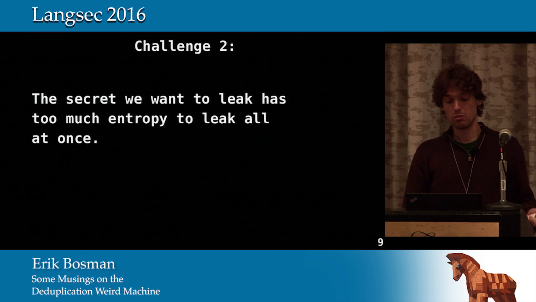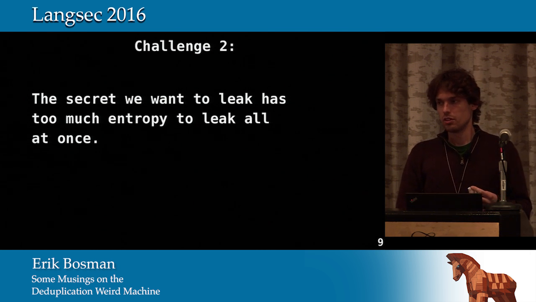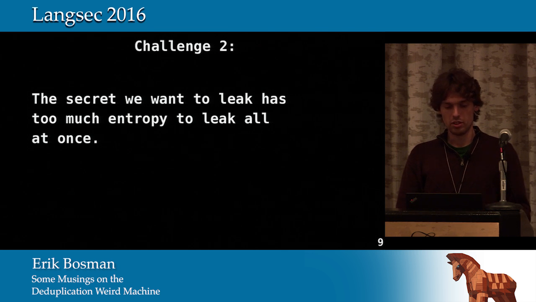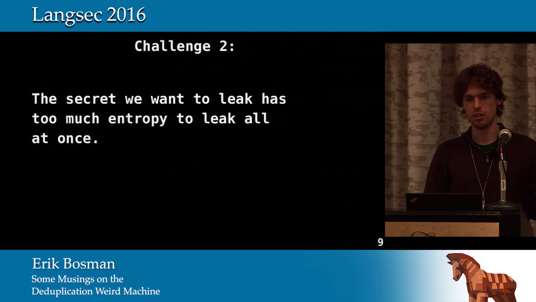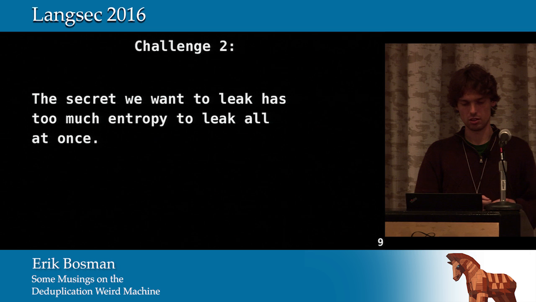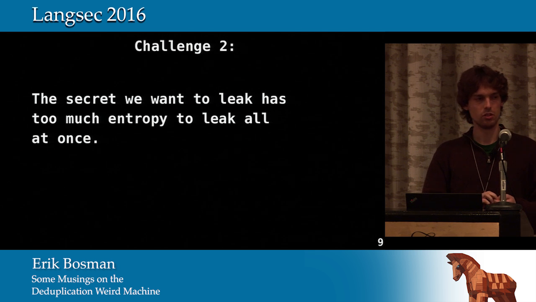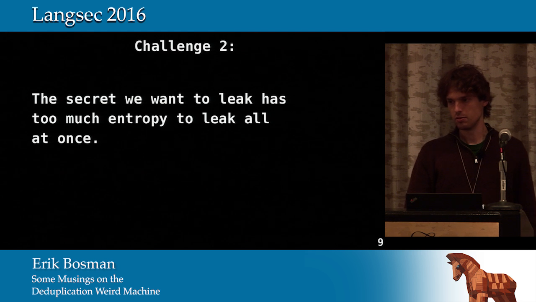Then there's another problem, and that's that the thing you want to leak might have more entropy than you could probe for, because for every possibility you have to craft a page in your own memory, and then you will get the confirmation of which page exists in memory. But if you have, say, a pointer with 24 bits of entropy, you need 64 gigabytes of memory to probe for every possibility. So that's not really feasible.